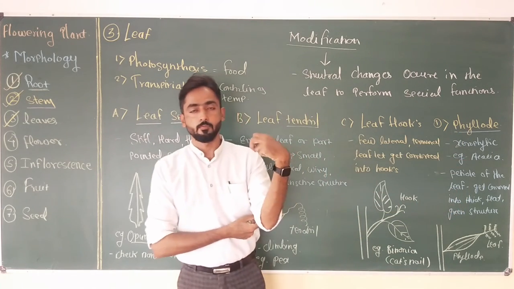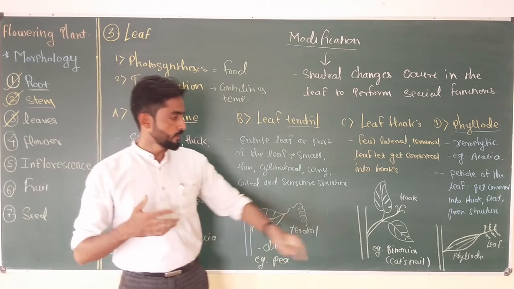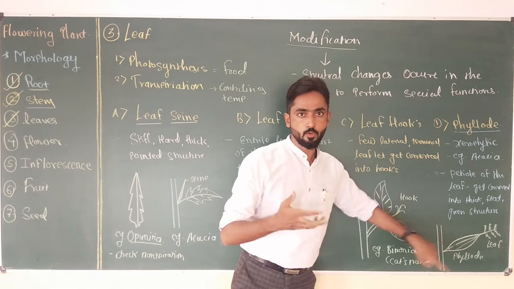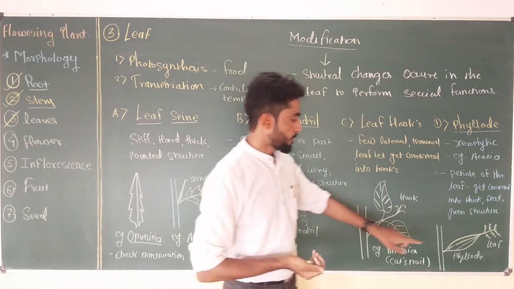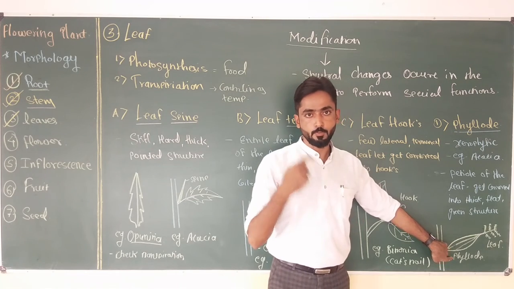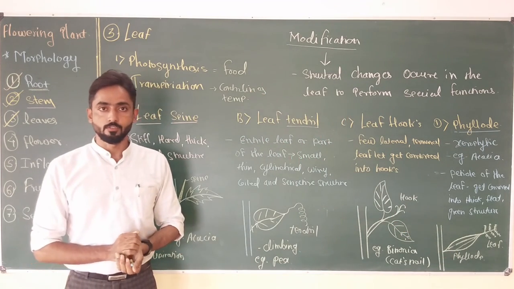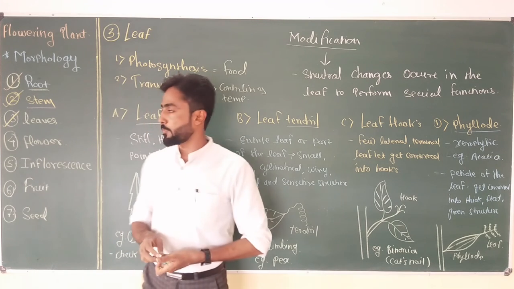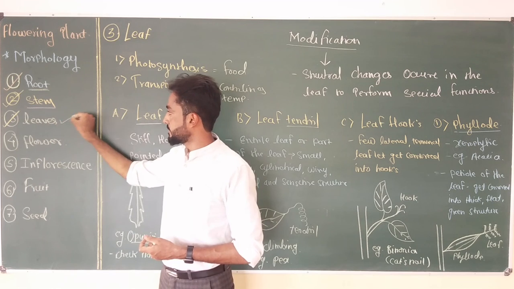In this case, the Phyllode helps the plant to perform photosynthesis, because due to the green colored Phyllode, the plant does not need leaves to perform photosynthesis. So Phyllode performs two important functions. It produces food as well as reduces the rate of transpiration. So this is all about the third important organ of the angiospermic plant, that is leaves.